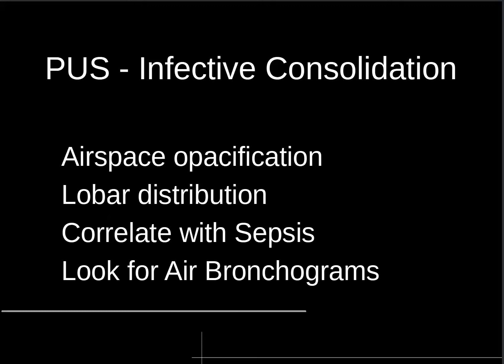Pus is essentially infective consolidation. As I alluded to before, the byproducts of inflammation and infection result in airspace opacification. This normally has a lobar distribution, not always, but at the beginning you have patches of infection, and then when it becomes quite severe, it occupies a lobe. And anatomically, unless it's treated, it takes some time for it to spread from one lobe to another. So if you've got an abnormality that has a lobar distribution, think about infection, as opposed to edema, for example.